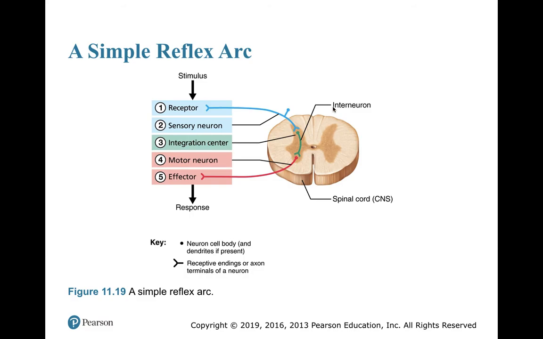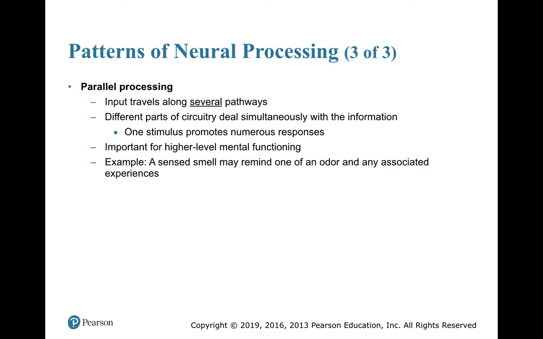So a stimulus comes into the receptor. That receptor triggers a sensory neuron. That sensory neuron sends it to an integration center. In this case, it's in the spinal cord. It's consisting of a single interneuron. That interneuron signals a motor neuron, which sends a signal to a skeletal muscle in this case. So we have a simple reflex arc.